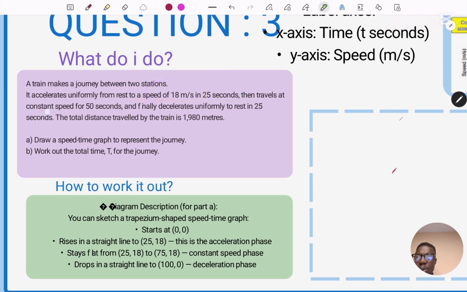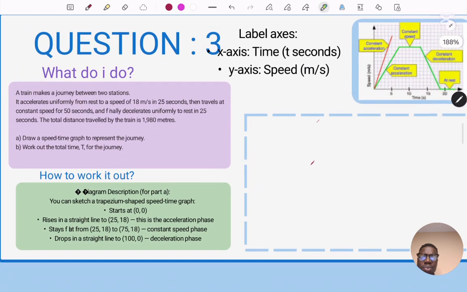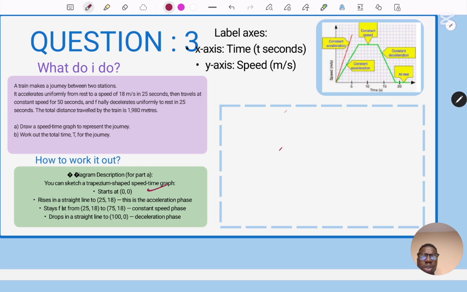Then it travels at a constant speed, and finally decelerates uniformly to rest in 25 seconds. The total distance traveled by the train is 1,980 meters. Draw the speed time graph to represent the journey. So I think this is very easy as well. To draw the speed time graph, we have to start from 0,0.